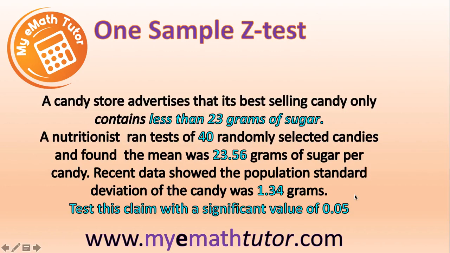Now, let's do an example. A candy store advertises that its best-selling candy only contains less than 23 grams of sugar. Well, 23 grams of sugar is a lot, but imagine you have a candy that is very, very good and you're like, oh, I thought it was going to be much worse than 23 grams of sugar. But you are a nutritionist and you look at this and say, you know what? I have a feeling that these people are lying. I have a feeling that this candy is so sweet that maybe it has more than 23 grams of sugar.